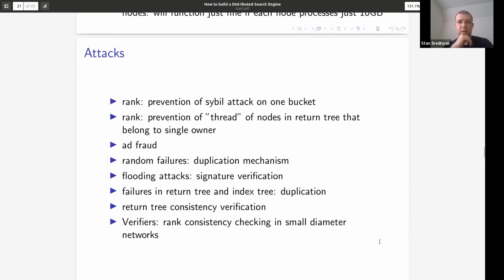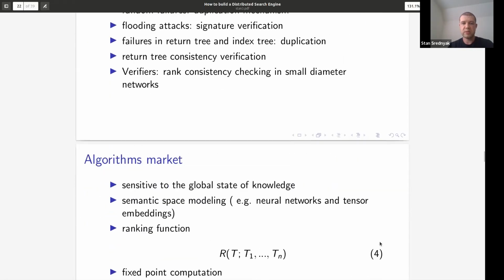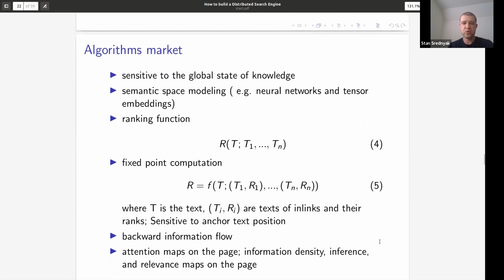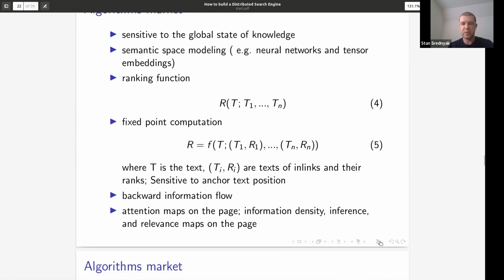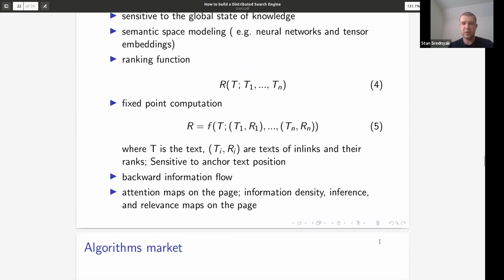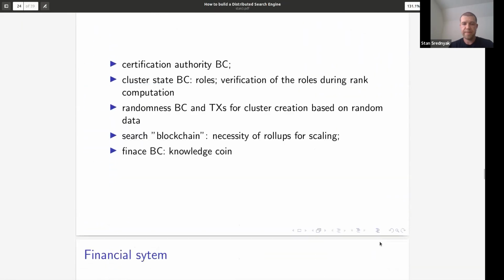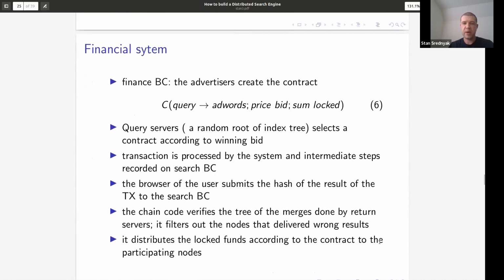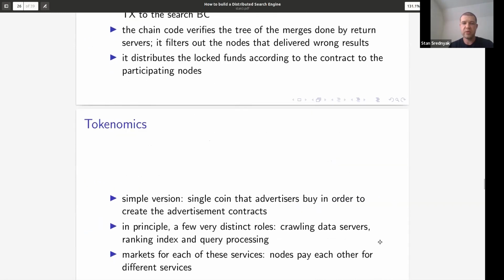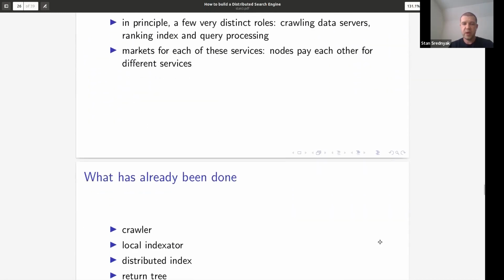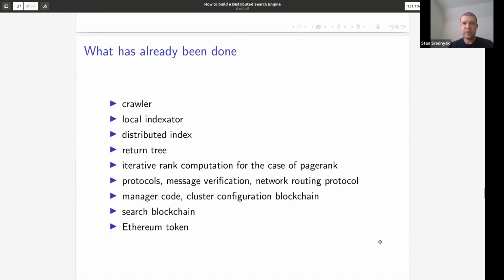Now, we analyzed various attacks on it, but I should probably skip this and go to the actual NLP part, because that's probably what you are most interested in. I have a lot of details about the financial system and about the tokenomics. So, what we have already done.